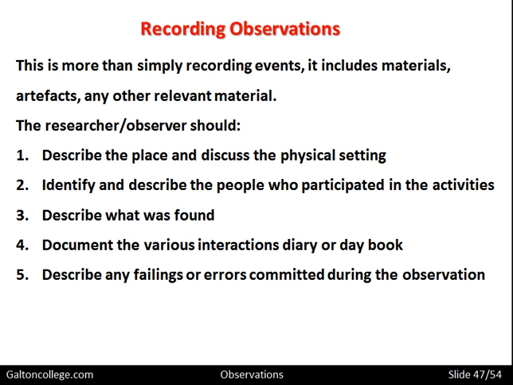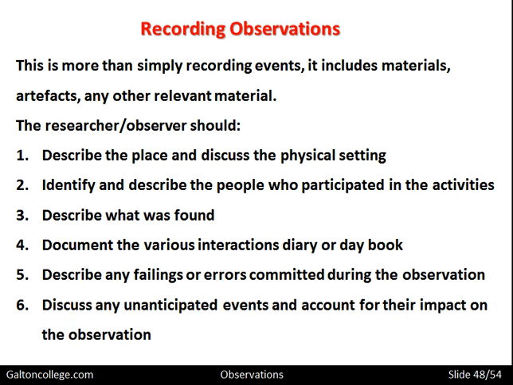And describe any failings or errors committed during the observation. So it's important that the observer is self-critical, looking at perhaps what went wrong as well as what went right. And discuss any unanticipated events and account for their impact on the observation. Unanticipated events, situations which were atypical, situations which were not anticipated but which arose.